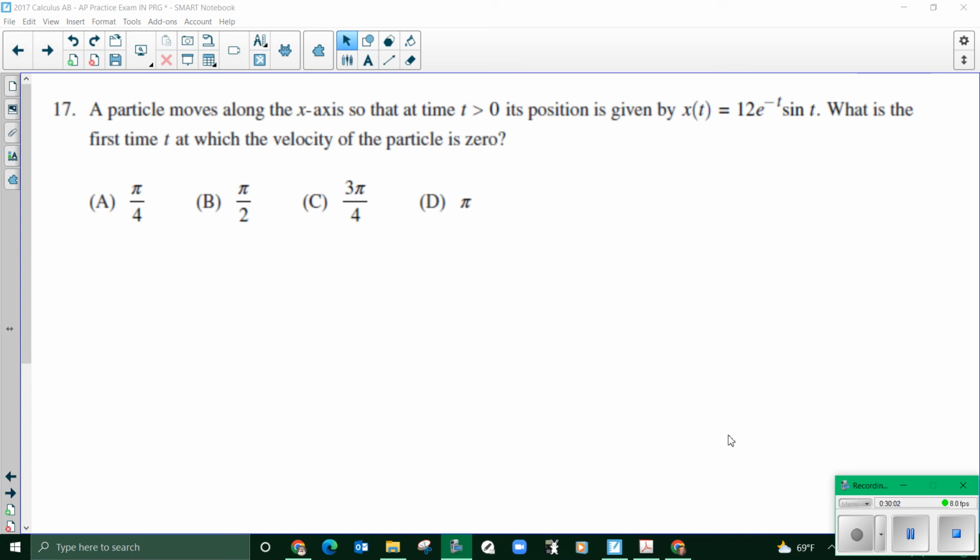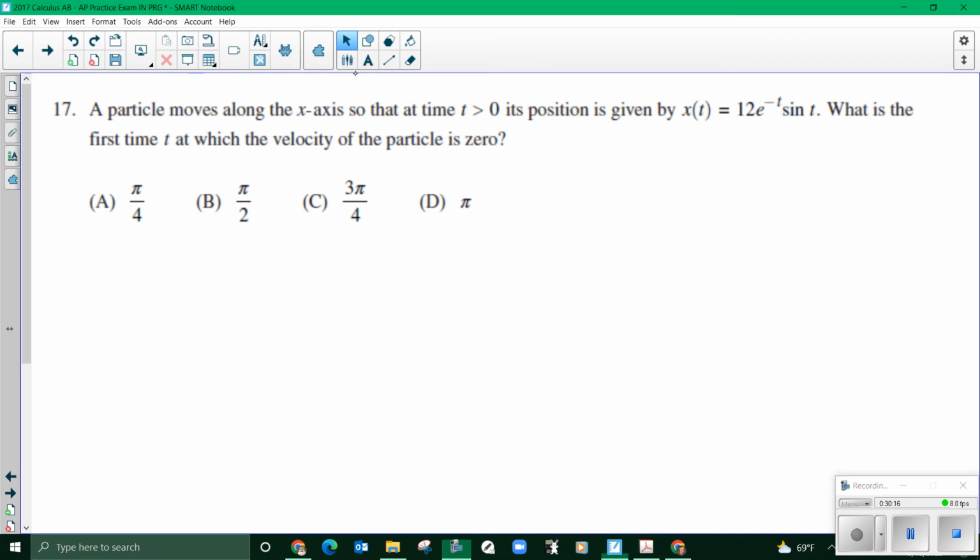All right, 17. A particle moves along the x-axis so that at time t equals 0, its position is given by x of t, which is 12e to the negative t sine t. What is the first time t at which the velocity of the particle is 0? Velocity is the derivative of position, so the derivative is 0. Product rule: first times the derivative of the second plus the second times the derivative of the first.